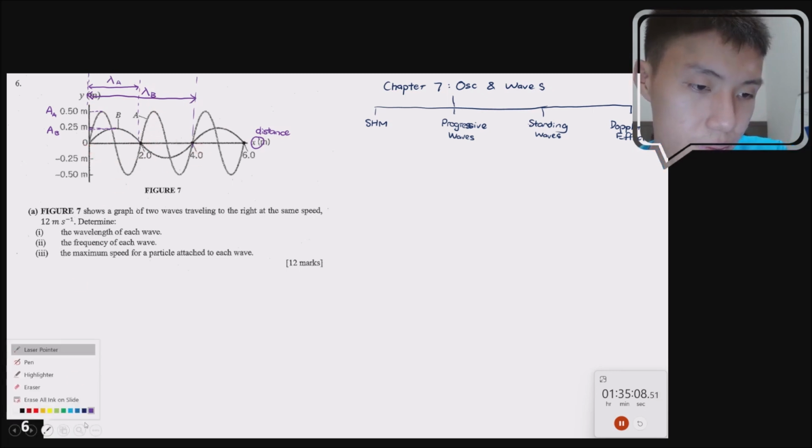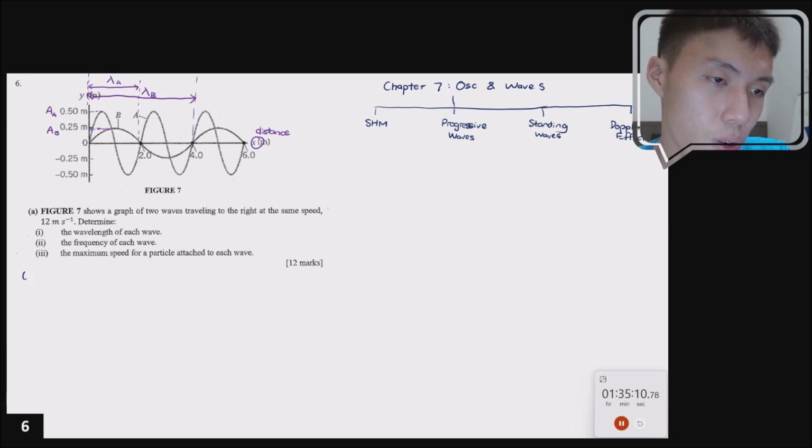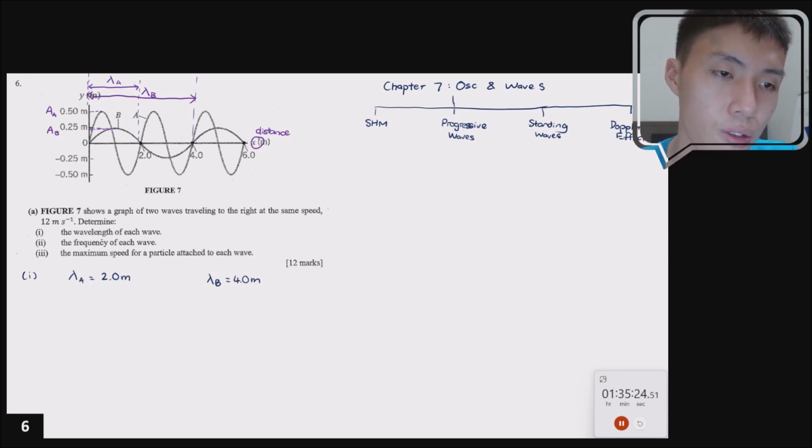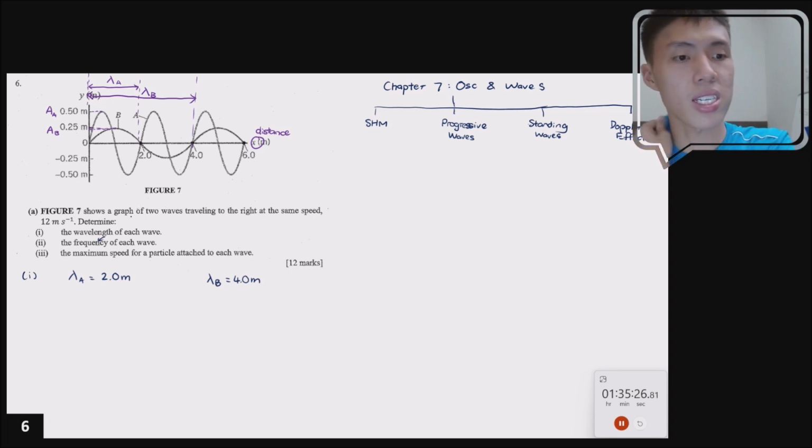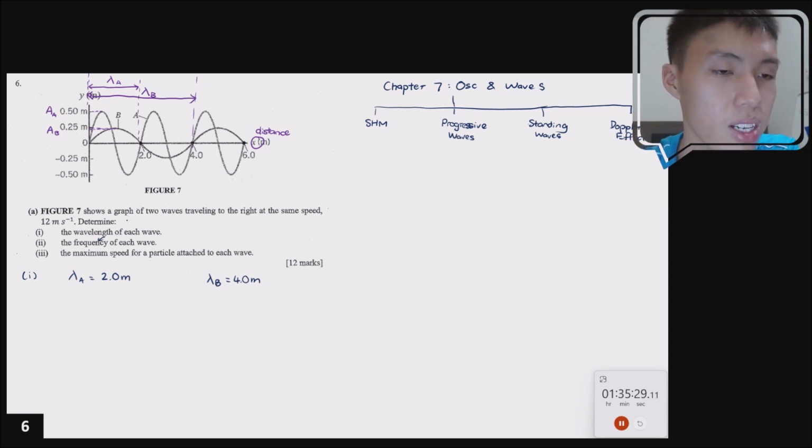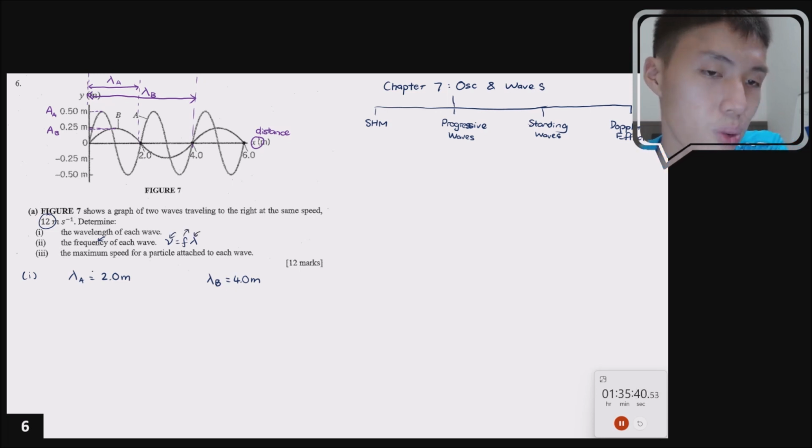So let's write it down. Question 1. Wavelength for wave A is 2.0 meters. Wavelength for wave B is 4.0 meters. Next, they ask for the frequency. How do you relate frequency with the wavelength that we calculated just now? Well, we know that v equals f lambda. You have the speed of your wave already, and you have your lambda, so what you can figure out is the frequency.